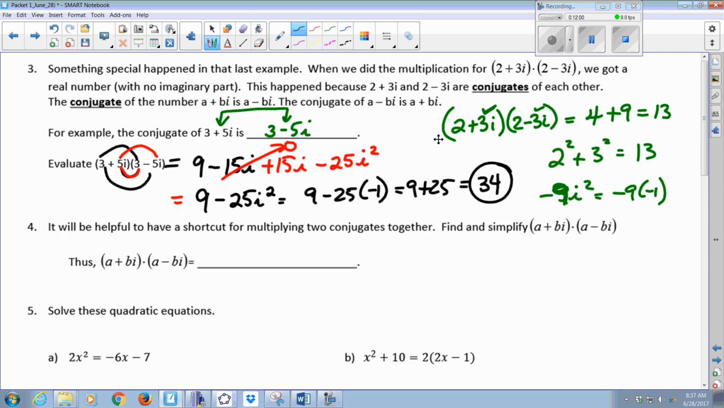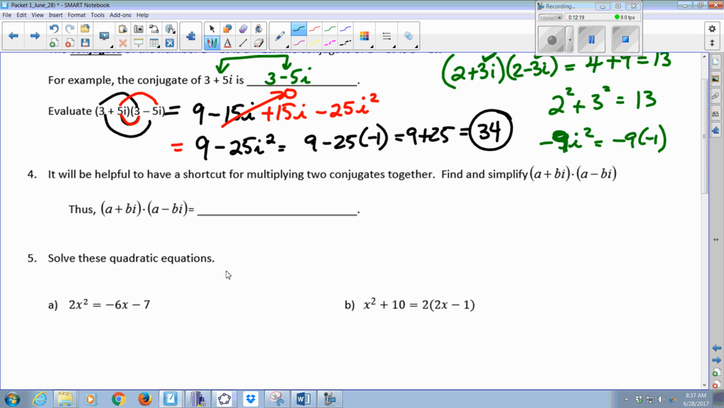So if you try several hundred of these, maybe you'll convince yourself that when you have two complex numbers that you're multiplying, like in this situation, that are conjugates of each other, you square the 3 and you square the 5 and you add them together. So in this case, we have a shortcut for multiplying two conjugates that have this form, a plus bi times a minus bi.